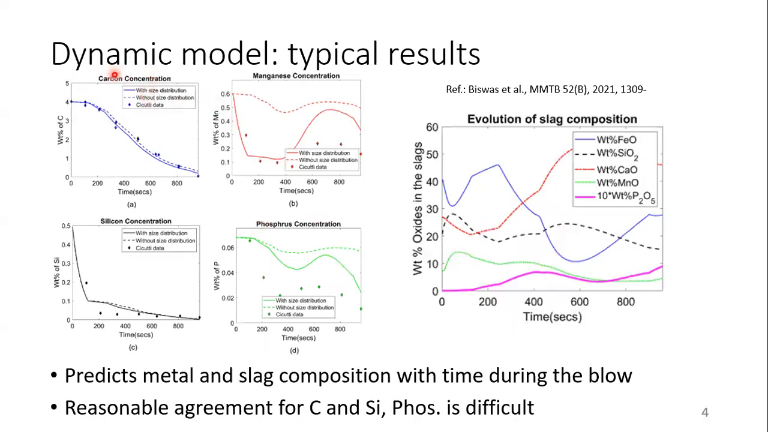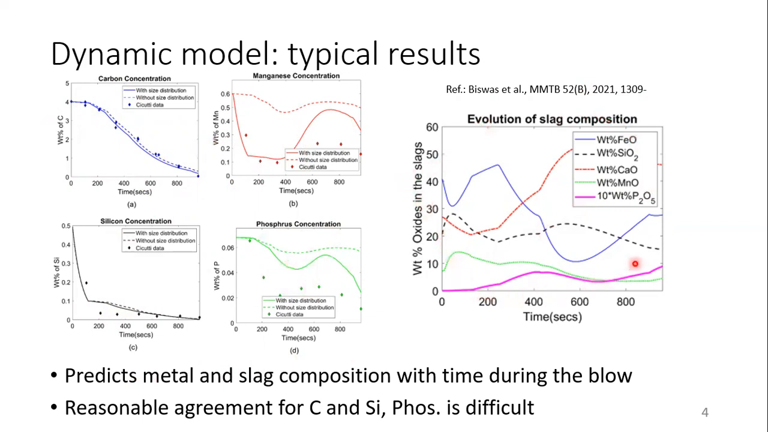Just to give you a flavor of what we mean by a dynamic model, such models predict the change in compositions and temperatures, etc., of the system. For example, here you can see a typical result from this reference. This is carbon concentration change with respect to time. Here you have manganese, silicon, and phosphorus. You can see that the carbon and silicon have reasonable agreement. However, phosphorus is always quite tricky to model in the BOF process, whether you are using a static or dynamic model.